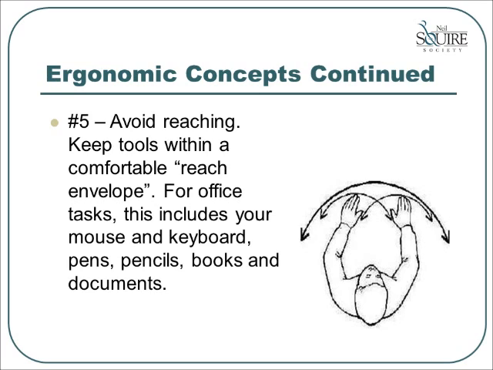On the bottom right of this slide, there's an image of an office worker. The arrows in the image show the reach envelope. This is where items that are frequently used should be placed, within easy reach.